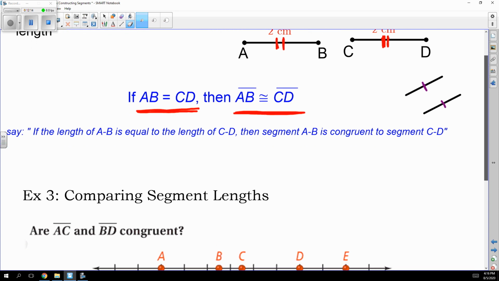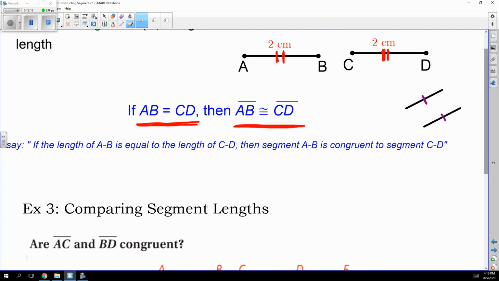And then you say if the length of AB is equal to the length of CD, then segment AB is congruent to segment CD. Notice that in this situation, there are no bars on top. When we talk about length, no bars, right? No bars on top.